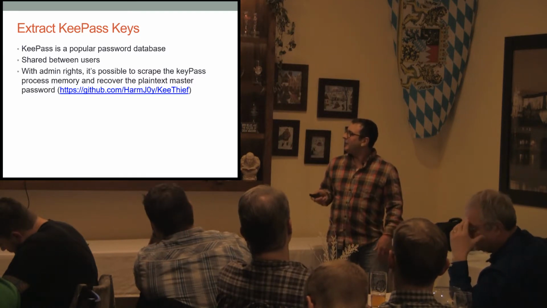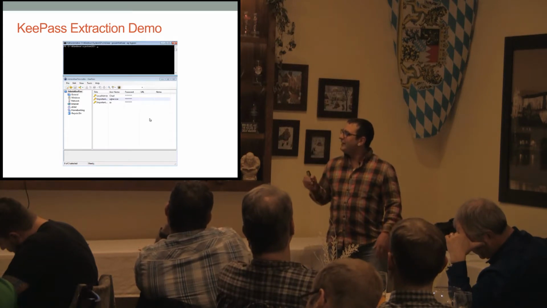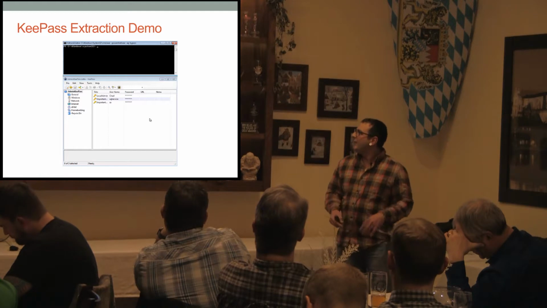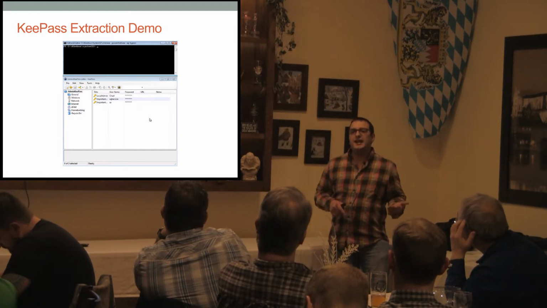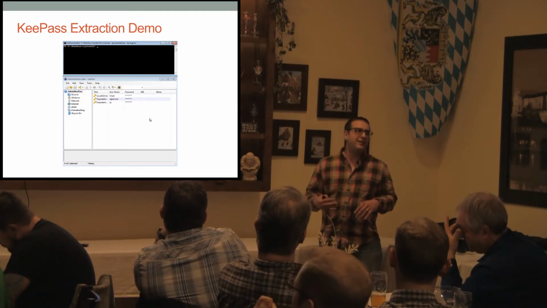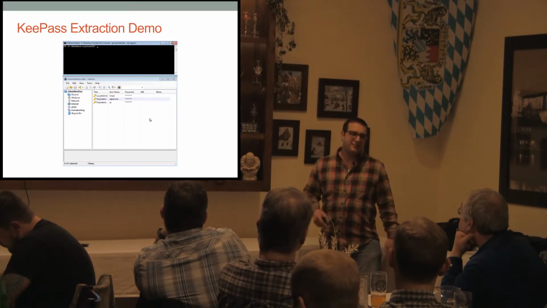KeyThief can dump that for you, right? If you're on a box where your admin has KeePass open, its password is in memory, right? So if you look here, the top window, let's pretend, is an attacker's command prompt, and the bottom window is the administrator's instance of KeePass, right? It's open, he's using it to get really important passwords.